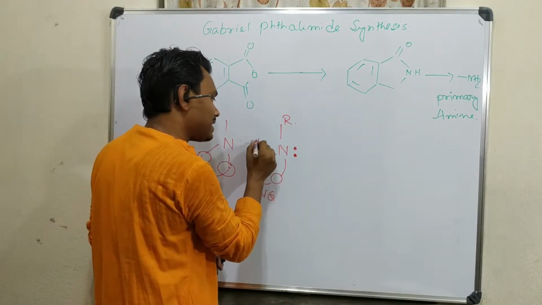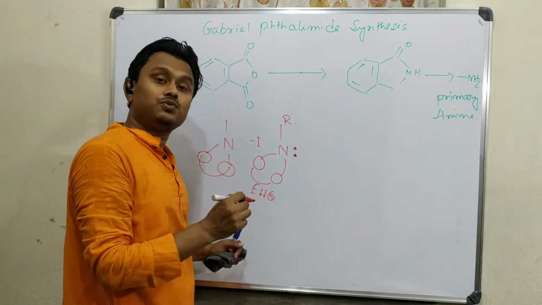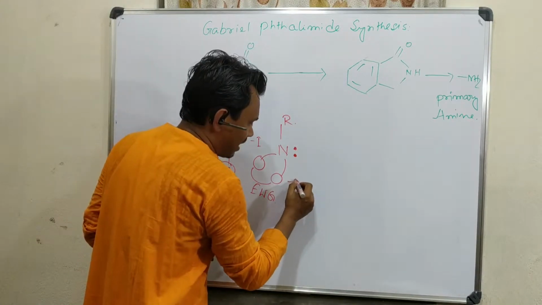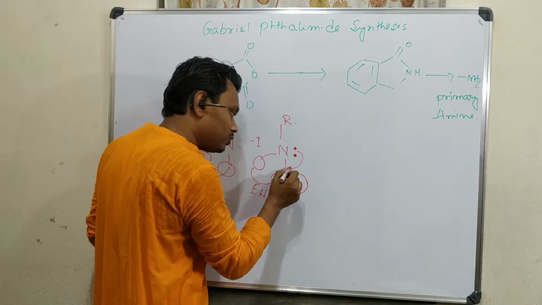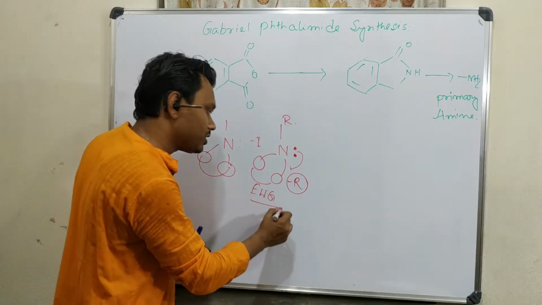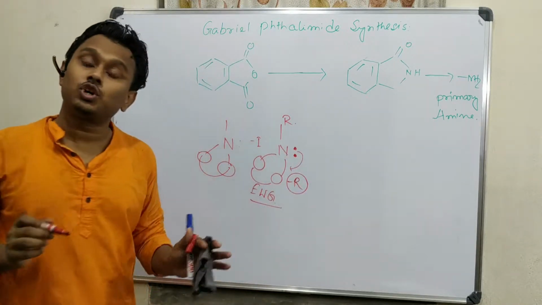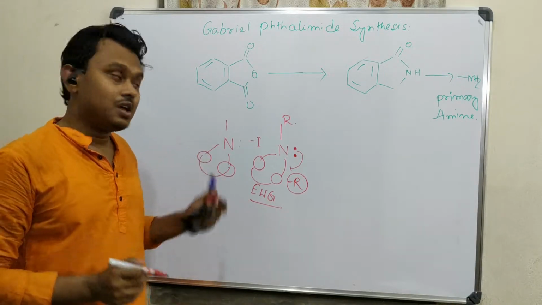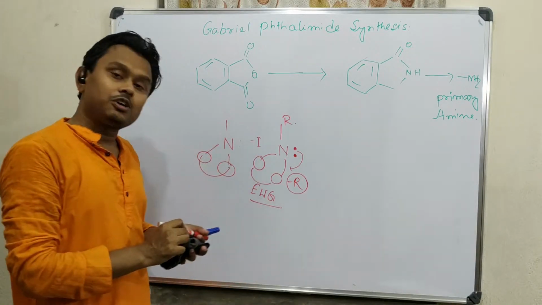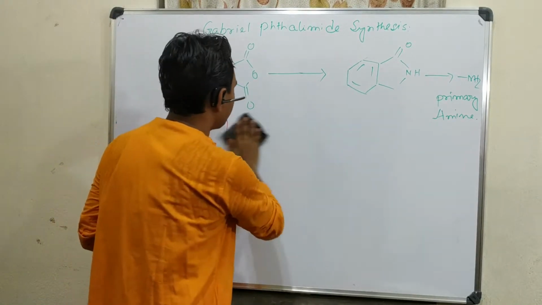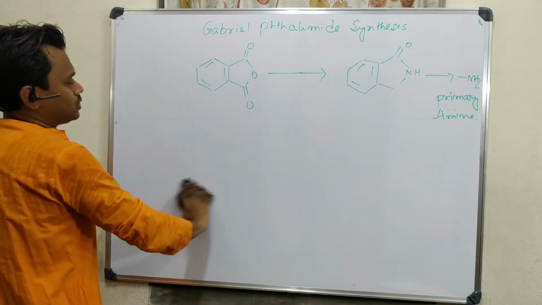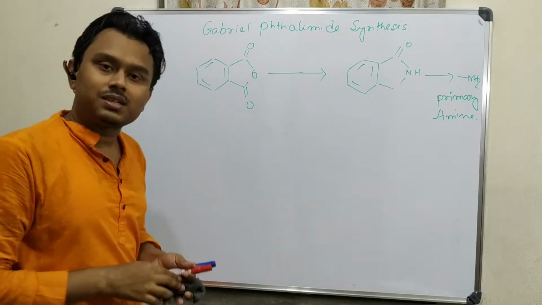First one is minus I, but more important than minus I is minus R. Through the minus R effect, this lone pair will be delocalized within this electron withdrawing group, and ultimately it will not be available for further alkylation. So selectively we will get mono substituted amine, or we can say primary amine. So for this, the Gabriel method is done.